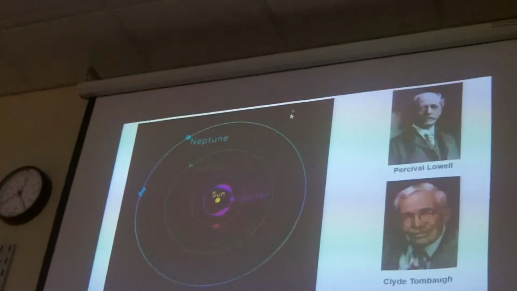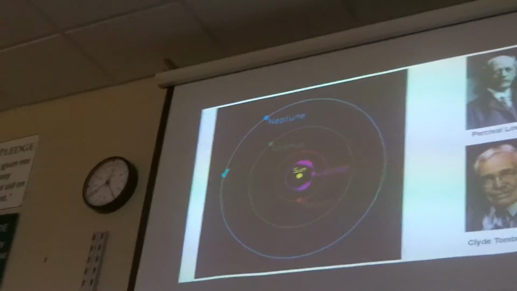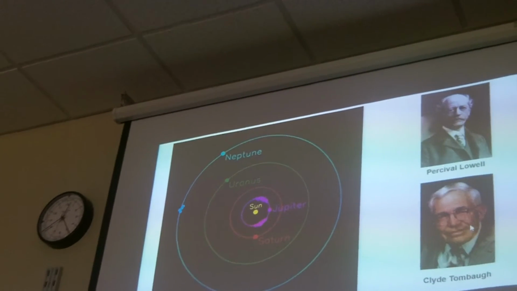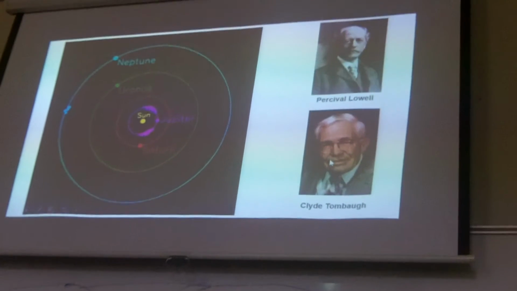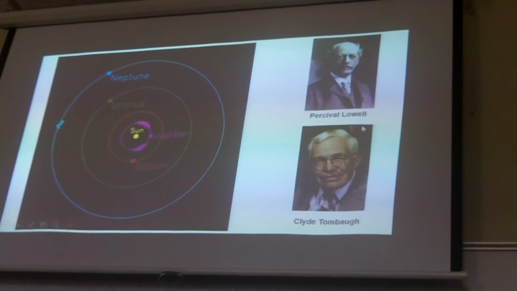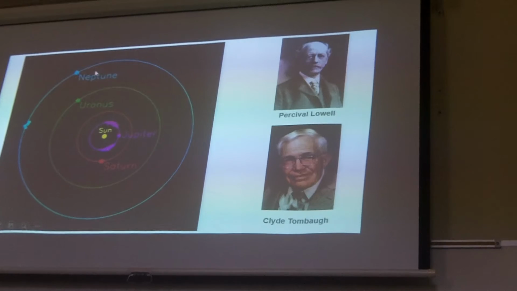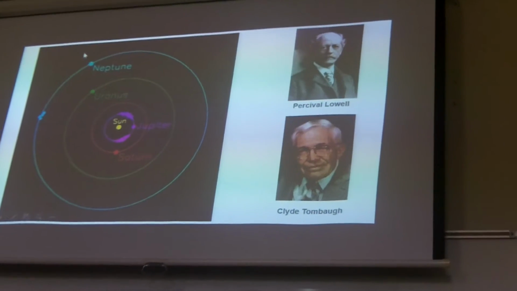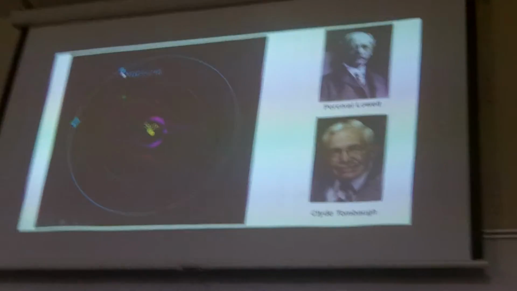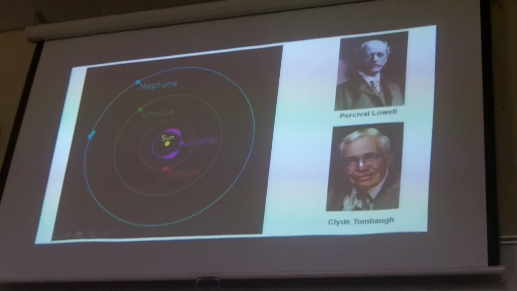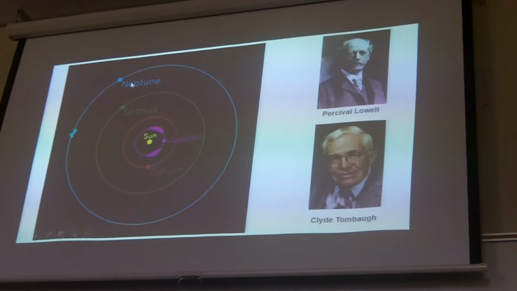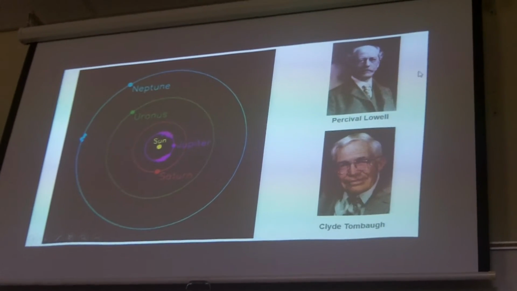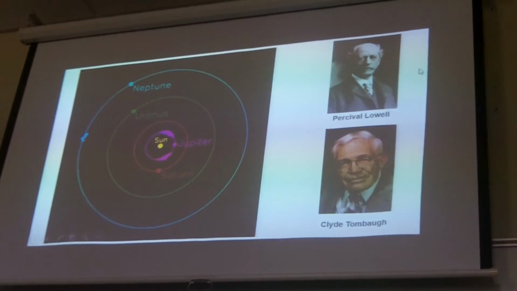Well, after his death, this guy Clyde Tombaugh comes along, and he's part of a research institution that's still looking for Planet X many years after Lowell died. This is in like the 1920s, I think. And they find it. This guy right here finds Pluto out there real close to where Percival Lowell said it should be.